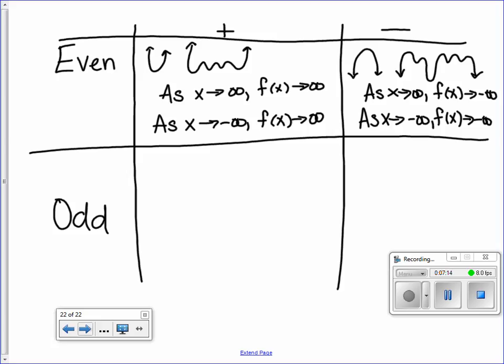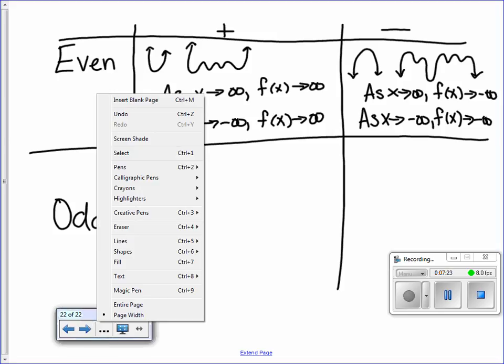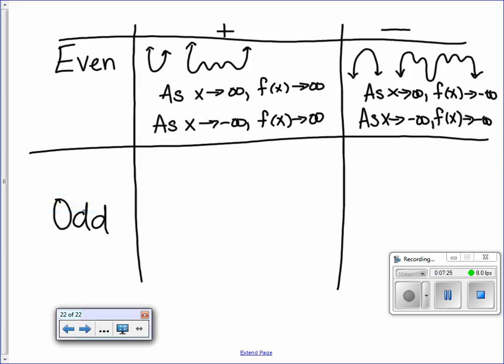On any function, even or odd, you have to have these two, because these two are your left and your right. This one is saying as I go off to the right, this one is saying as I go off to the left. So those are on every single one of them, because end behavior is far left and far right, so you've got to check these two.